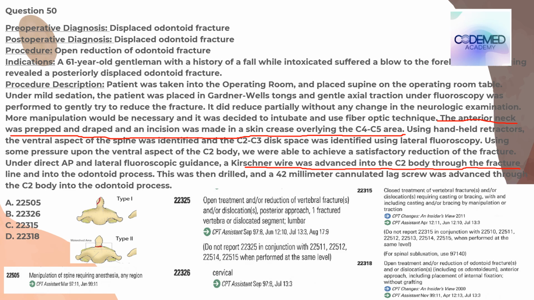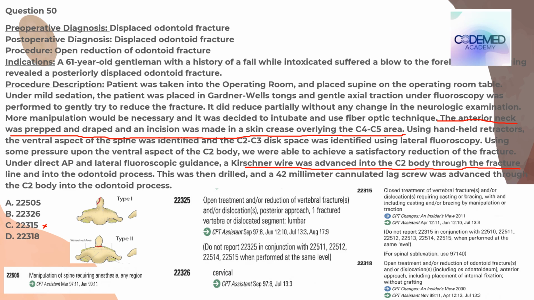So let us see what options we have. Let's eliminate the absolutely wrong option. Since it is open treatment, the closed treatment will be the absolutely wrong option. So let us eliminate option C, which is not the correct option because it talks about the closed treatment. Now we have the remaining options. Then 22505, it talks about the manipulation of the spine requiring anesthesia in the region.